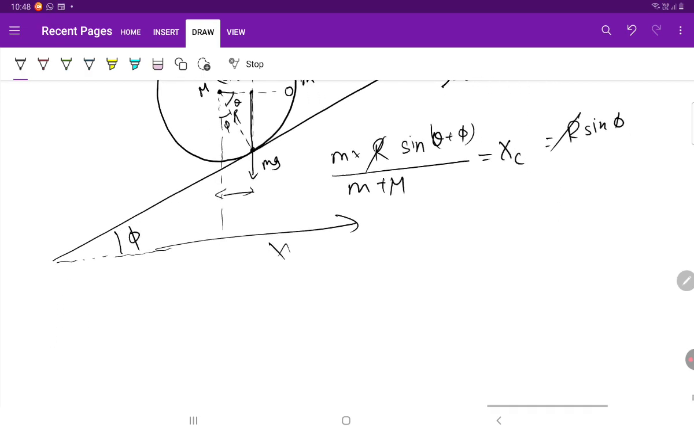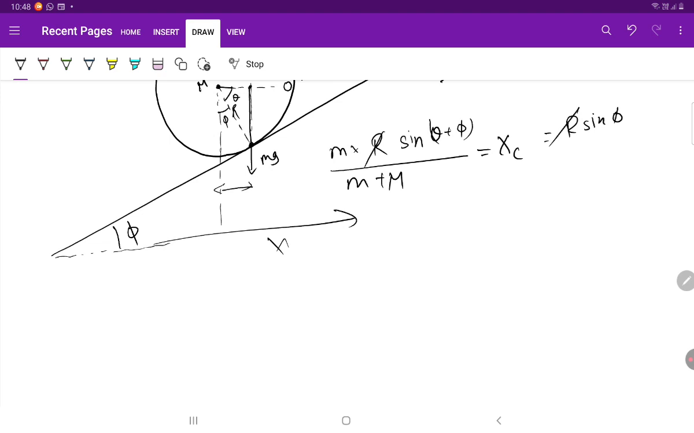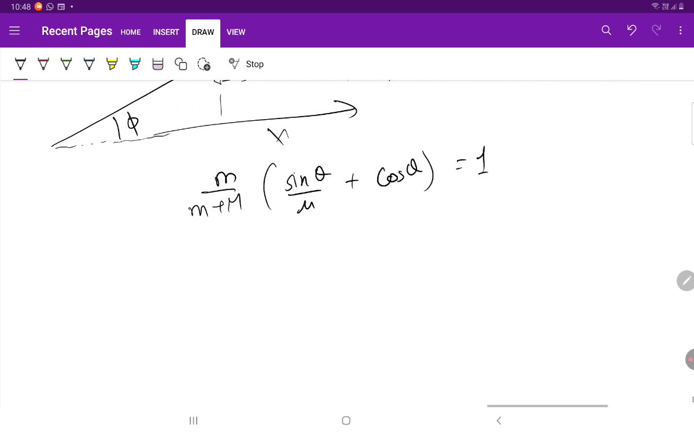Cancelling r on both sides, dividing by sine phi, and expanding sine(theta plus phi), we will get m by (M plus m) into sine theta cos phi, sine theta by mu, since tan phi is mu, we are taking the limiting case, plus sine phi cos theta, is equal to 1. Thus we will get 1 by mu is equal to (M plus m) by m cosec theta minus cot theta.